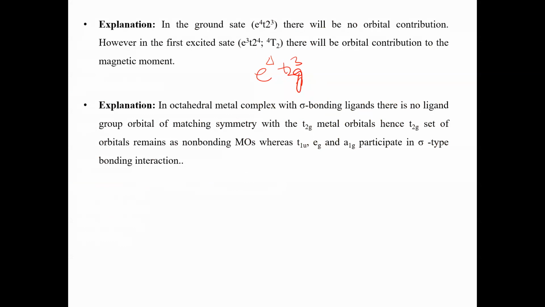And if I talk about the second one, as I have explained, these three orbitals are basically involved in the sigma bonding, right? And t2g remains non-bonding here. But in the case of pi bonding, t2g becomes the bonding one, right?